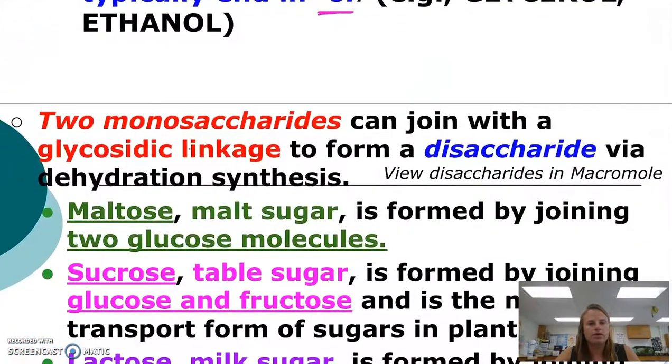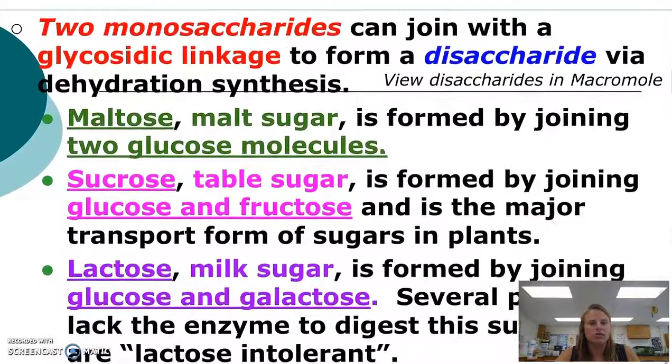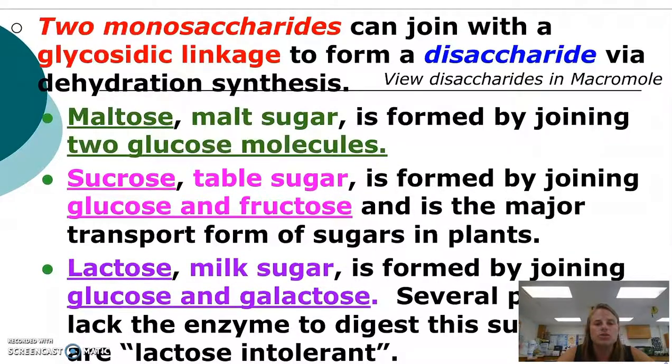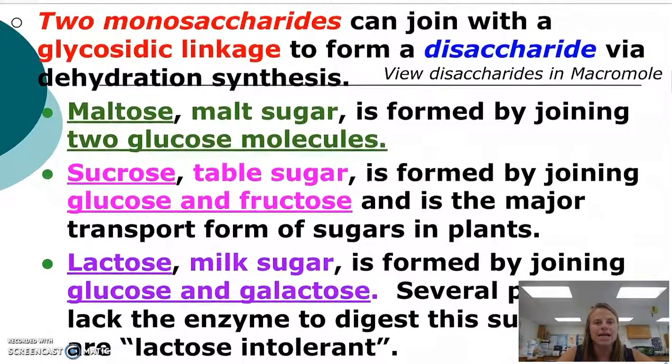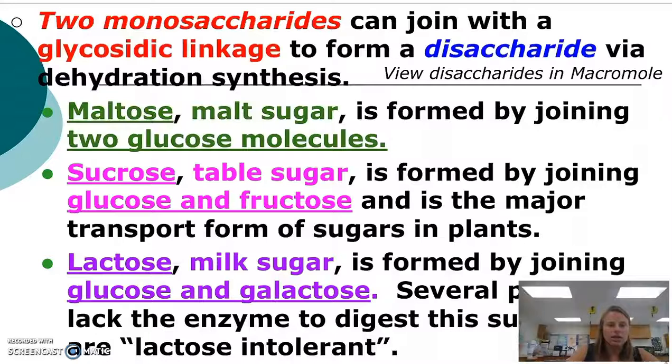Now let's talk about disaccharides. When I join two monosaccharides with that process of dehydration synthesis, I form a disaccharide where a glycosidic link is formed between those two monosaccharides to join them. So instead of a covalent bond, it's a glycosidic linkage between them.